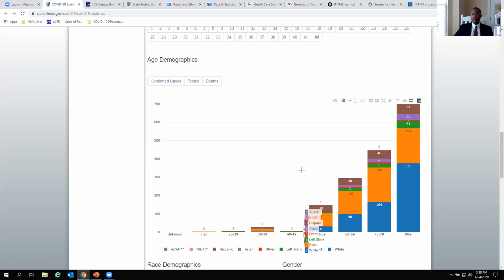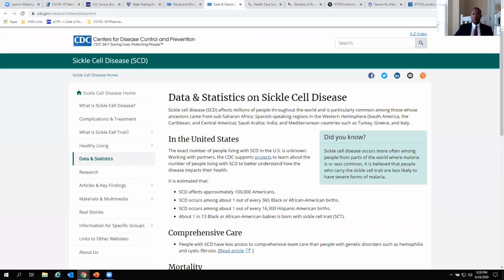Could there possibly be a genetic component? I looked at things such as sickle cell disease, where we know there is a genetic component. It's not an infectious disease, but it does show the impact of genetics, where sickle cell disease occurs about 1 in every 365 Blacks versus 1 in 16,000 Hispanics. So it got me thinking perhaps there is something genetic involved. I'm not a geneticist, but just thinking.